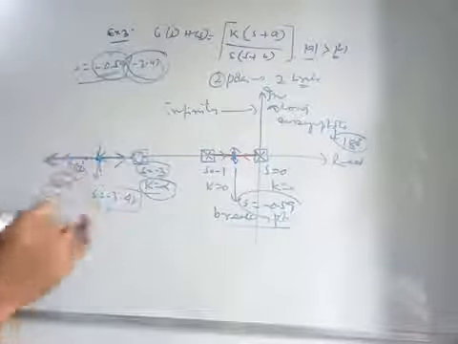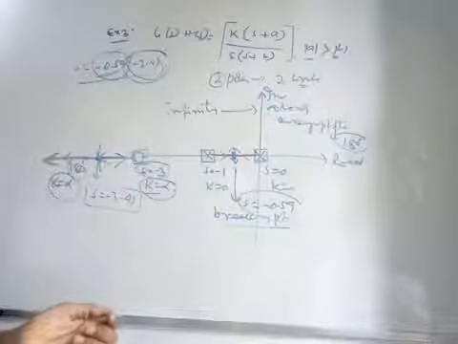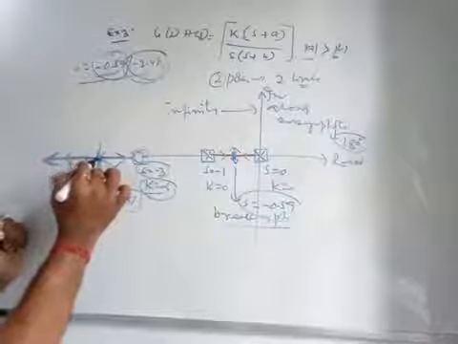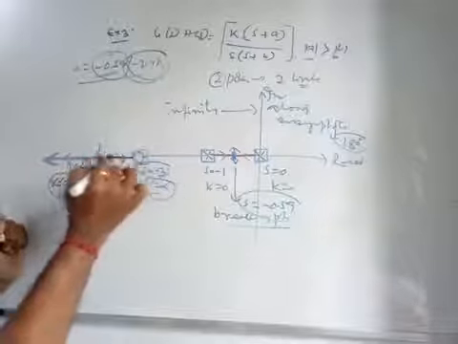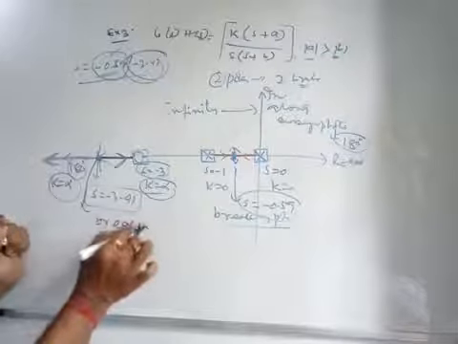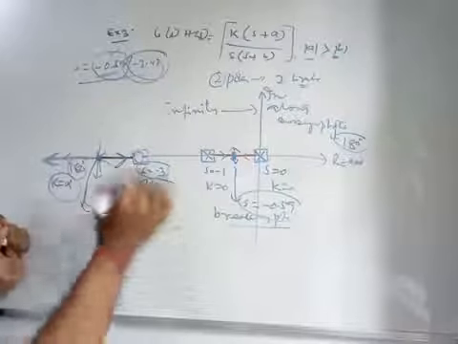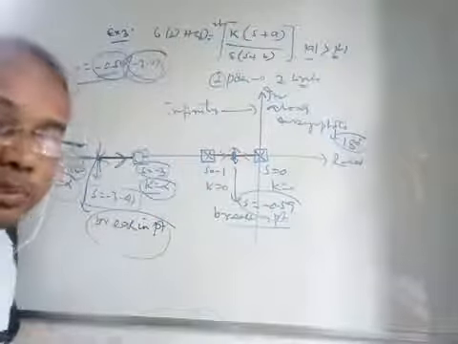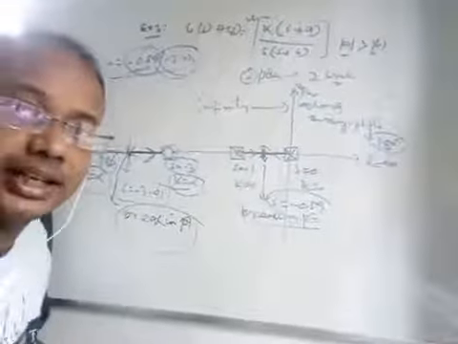That means two branches are coming here, right? And once they meet on the real axis, they move toward 0. So this point is known as the break-in point. This is the kind of problem where the breakaway point and the break-in point both exist.